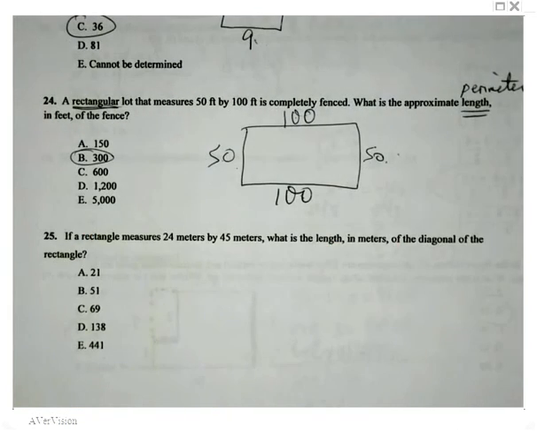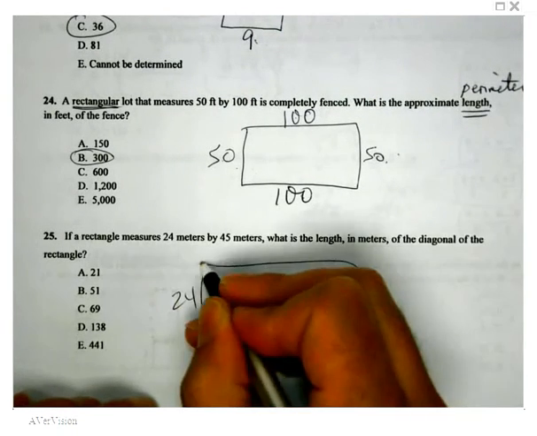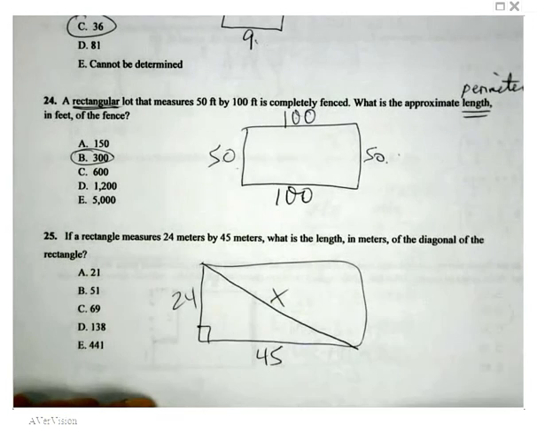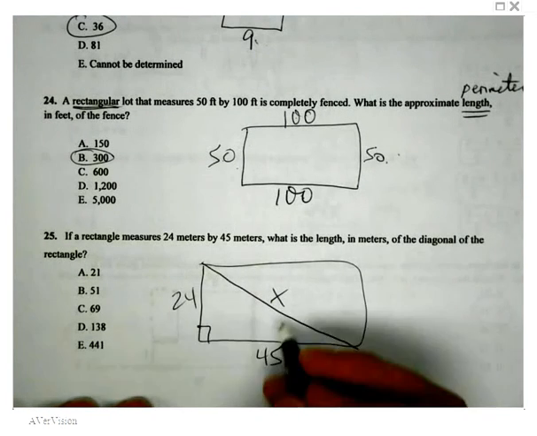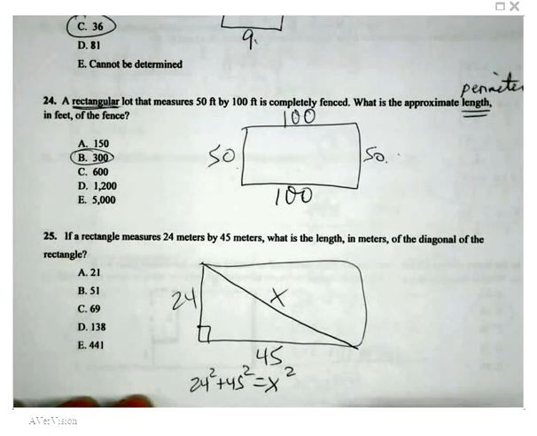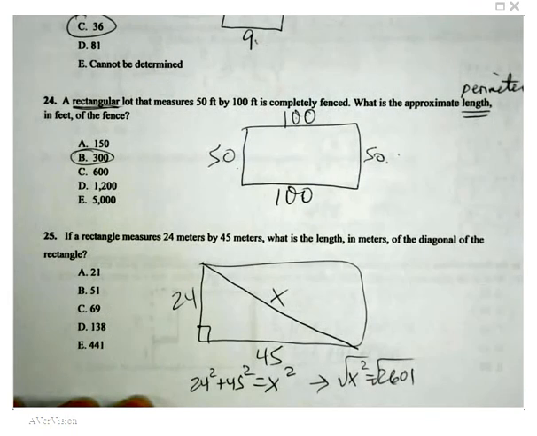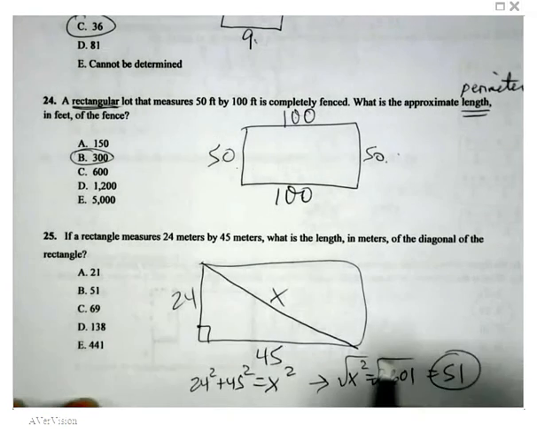We're good there. 25. If a rectangle measures 24 by 45, what's the length in meters of the diagonal? Again, draw a picture to help yourself out. 24, 45, there's the diagonal. What are we going to use? Oh yeah, that Pythagorean theorem that we use on basically everything. Okay, so I'm going to go ahead and punch 24 squared plus 45 squared into my calculator. And then again, I got a square root still. I can't just write down the 2601. And I get my solution.